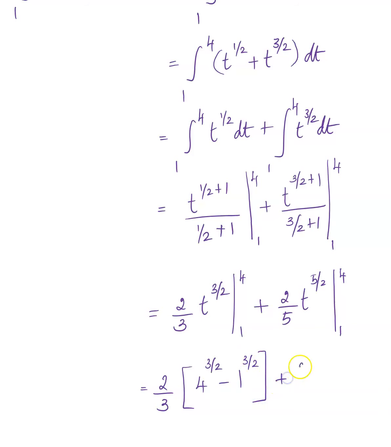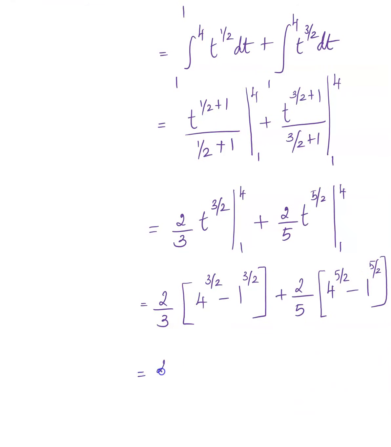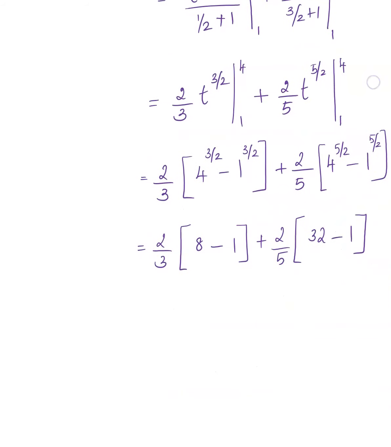For the first one, 2 over 3, these are constants, so they don't have to be affected by this. That's going to be 4 to the 3 over 2 minus 1 to the 3 over 2. 4 to the 3 over 2 is the square root of 4, the whole cubed. The square root of 4 is 2. 2 cubed is 8. Minus 1 to any power is 1, so that's good. Plus 2 over 5. Same here. The square root of 4 to the power 5. The square root of 4 is 2. 2 to the power 5 is 32. Minus 1. Now it's pure algebra.